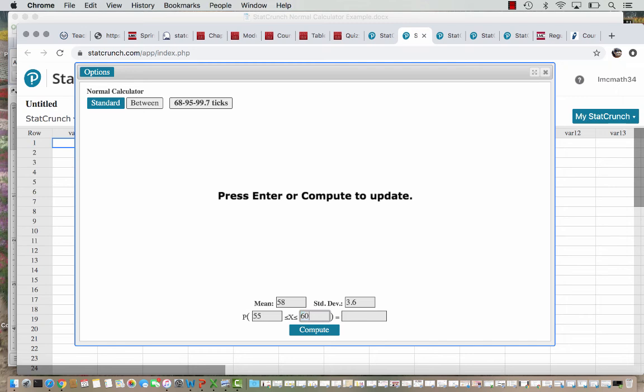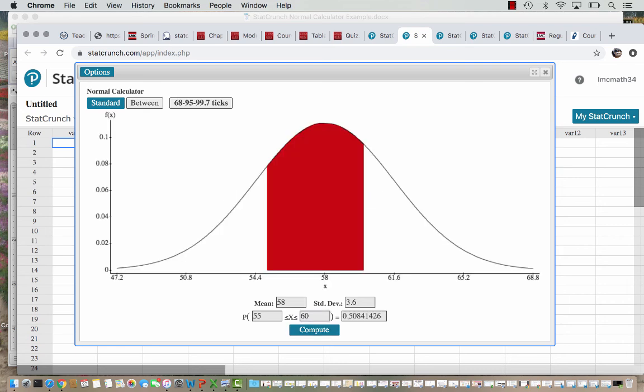Notice the area or probability box over here is blank. So when we hit compute, we see shaded in here the region between 55 and 60 degrees Fahrenheit, and we see that's a little more than 50%. So we'd say the probability is 0.5084.